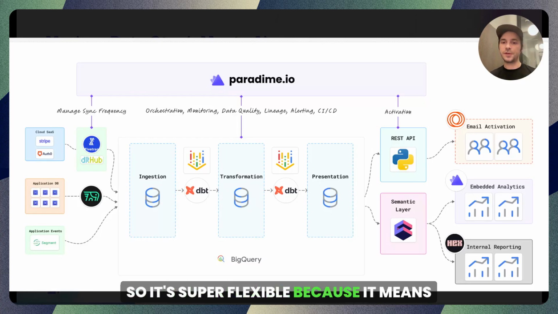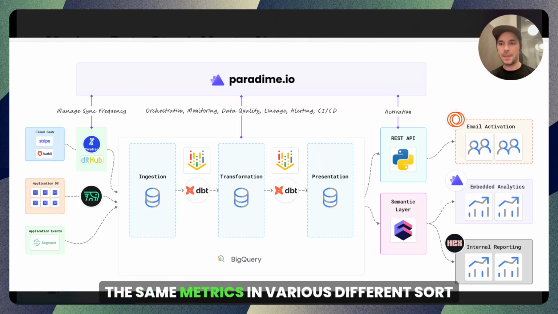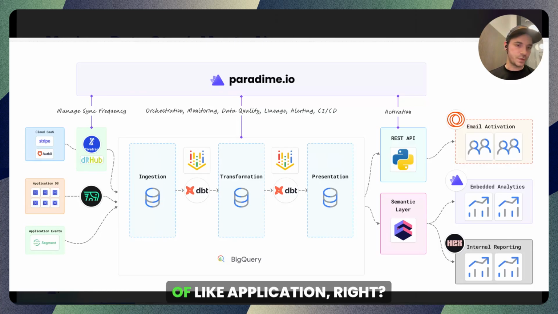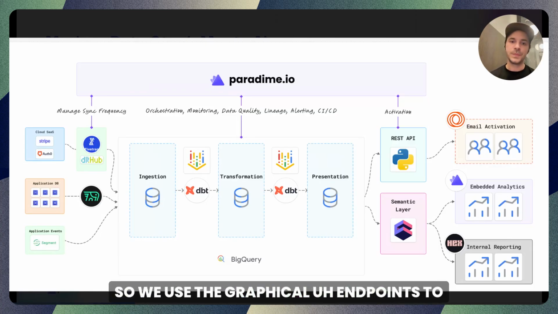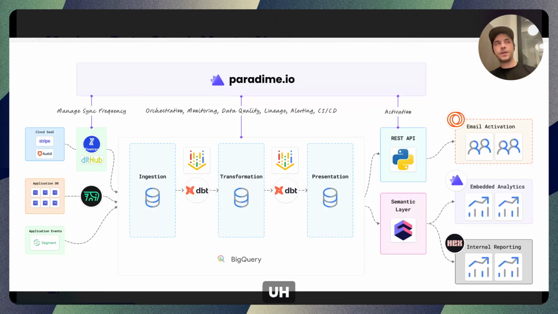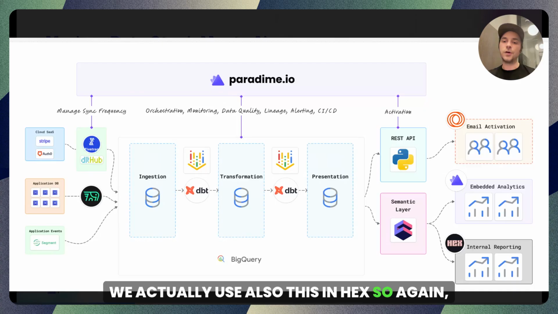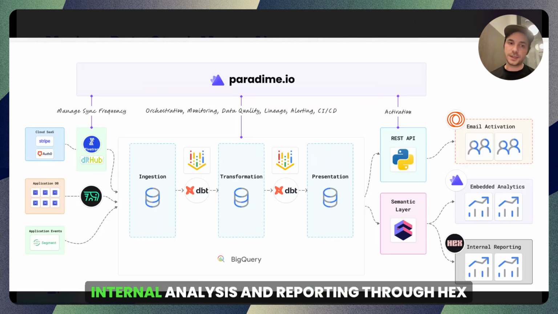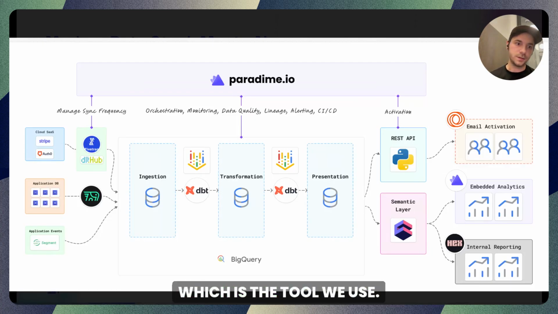So it's super flexible, because it means we can choose to push the same metrics into various different applications, right? And that's exactly what we do. We use the GraphQL endpoints to feed the semantic models and metrics inside our application. We'll see an example of exactly how we use this. But also, because Cube has a very extensive integration layer, we use it in Hex too. So again, it creates a single source of truth, where the same metric can be queried from inside our application or from our own internal analysis and reporting through Hex, which is the tool we use.